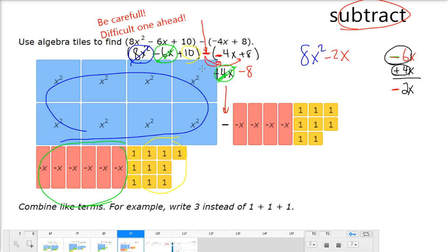All right, the last part, 10 minus 8. 10 minus 8 is going to be positive 2. We start with 10 singles, and we subtract 8. We end up with 2 positive. So this is how we subtract those two polynomials. All right, I hope this helps.